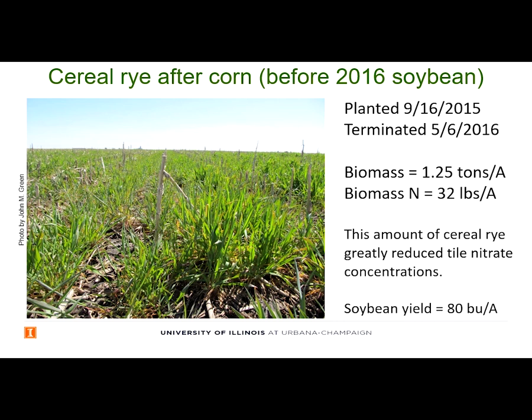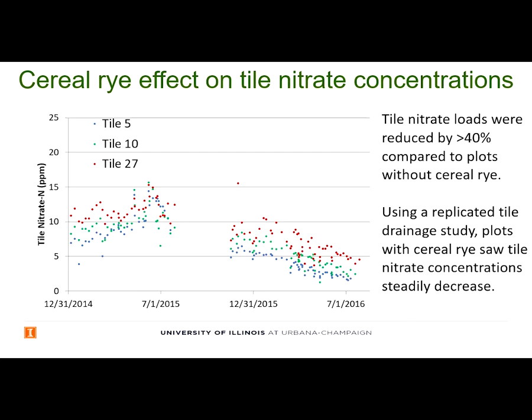But I want to tell you that we got very good soybean yields, and there was no difference between soybean grown after cereal rye or without cereal rye. We got 80 bushels per acre across all our plots that year. Excellent yields.